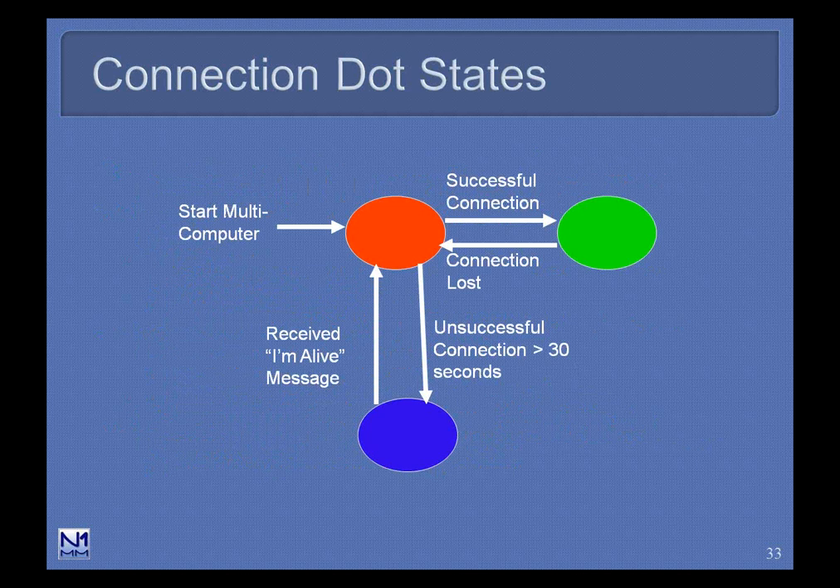For those of you familiar with state diagrams, this is just a simplified way of stating what I stated in the previous slide, where you start up multi-computer, you're going to go to the red state. If the connection is successful, you're going to go to the green state. If you couldn't successfully connect after about 30 seconds, you're going to go to the blue state. And you get out of the blue state because an I'm alive message was received. So you go back to red, and at that point, you should make a successful connection over to the green state. Next slide, Rich.